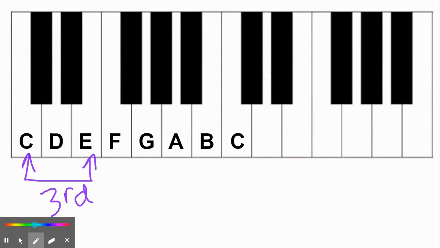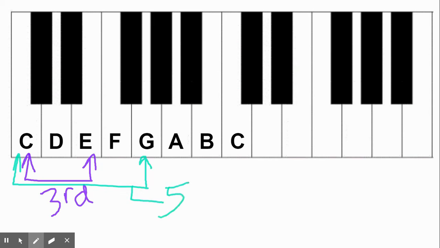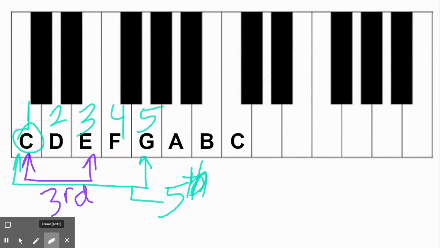If I go from C to G, that interval is a fifth, because I'm counting C as 1. 1, 2, 3, 4, 5. That interval is a fifth.